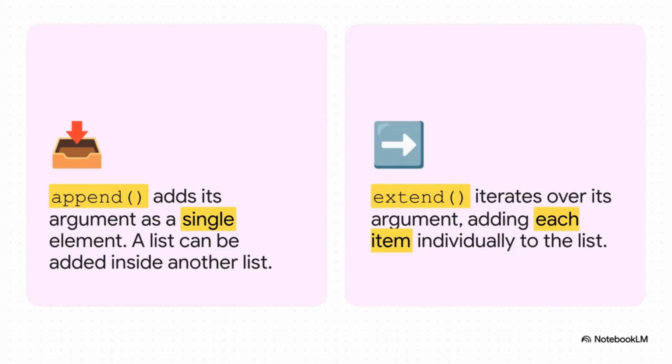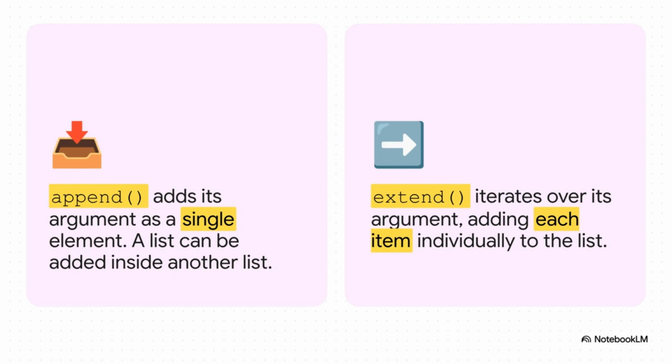So this is a classic stumbling block for so many people, but it's actually really simple when you see it laid out. Think of append as taking whatever you give it and sticking it on the end as a single item. So if you append another list, you get a list inside your list. It's like putting a whole box on a shelf. But extend is different.